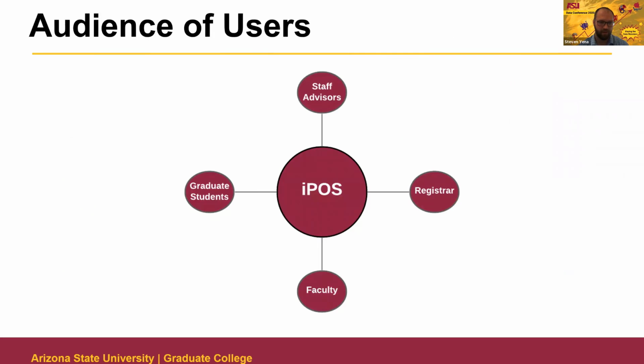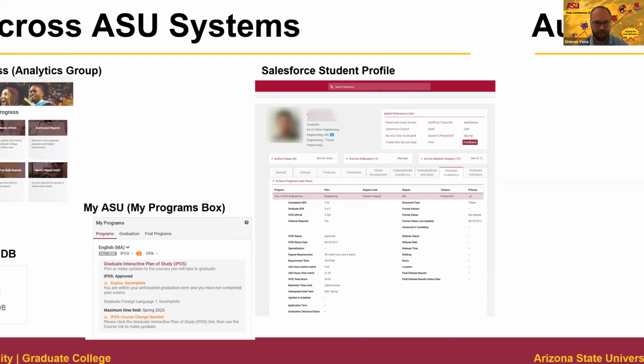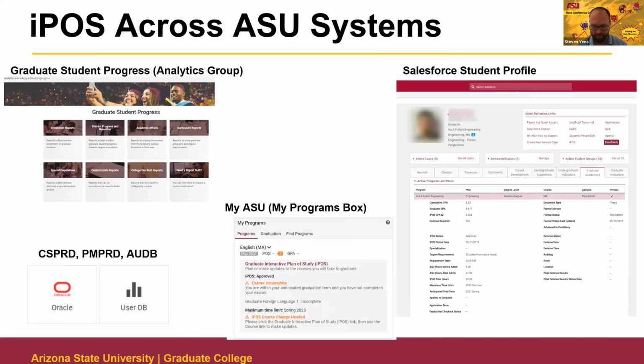And this is just another example of that. iPOS was developed back in 2007. It went through a major overhaul in 2018. It's a custom-built application that is mobile-friendly and built primarily in PeopleSoft.